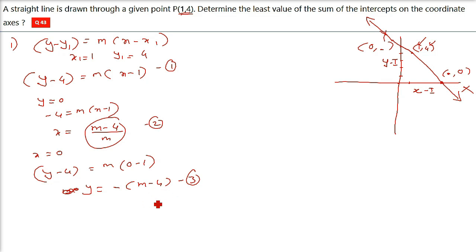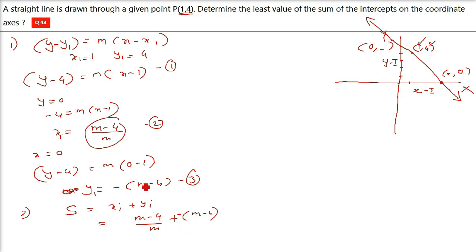Now the intercepts are already with us. Next part of the question is, determine the least value of the sum of the intercepts on the coordinate axis. So this is x-intercept, this is y-intercept. So the question is all about the addition of the x-intercept and the y-intercept. So let us call it S. X plus y, these both are intercepts, and the values are known to us. One is m minus 4 by m. The other one is negative m plus 4, or you can call it 4 minus m.